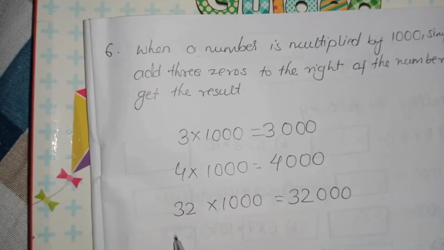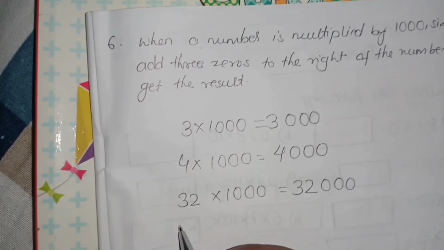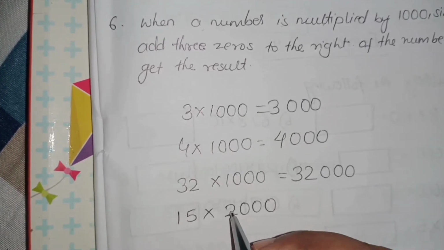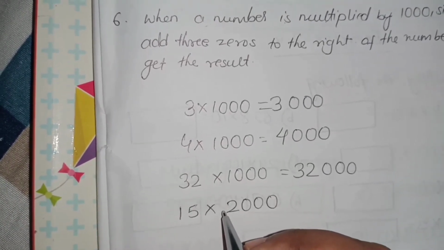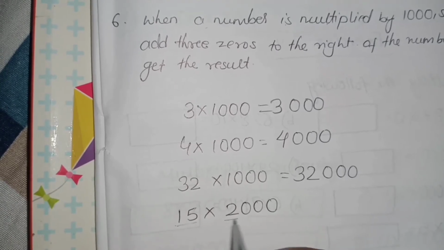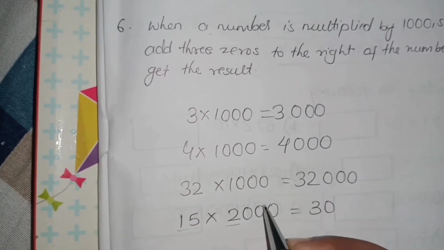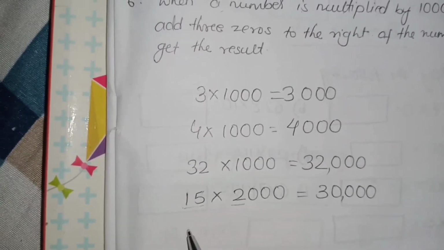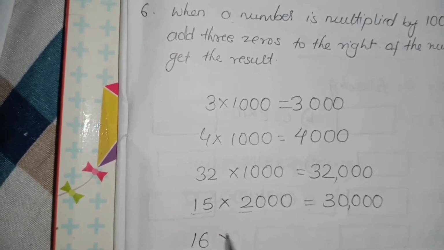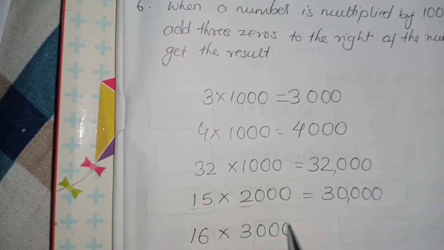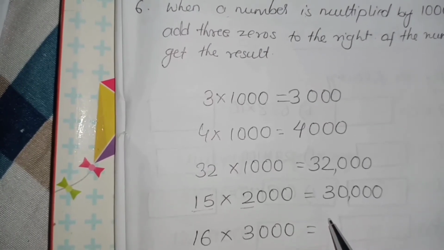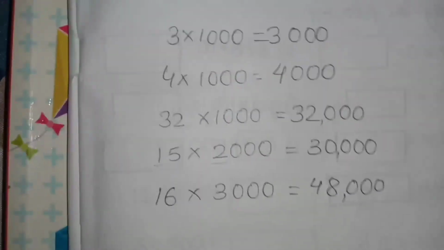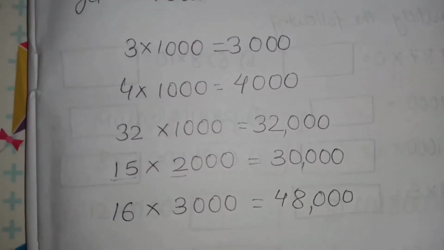Okay, then see here, now 15 into 2000. When we multiply by thousands, like 2000, 3000, 4000, how to multiply? So 15 into 2 first we will do. 15 twos are 30, and add these three zeros. Okay, understand? If we are doing 16 into 3000, so 16 threes are how much? 16 threes are 48, and add these three zeros. So it has become so easy now, the multiplication with 10, 100, and 1000.